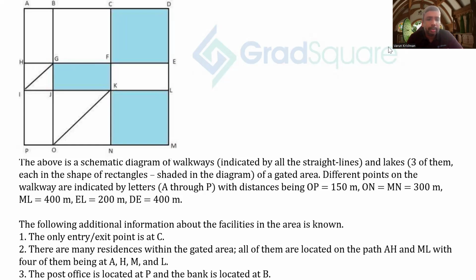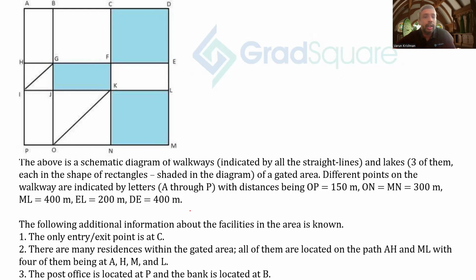Each of the points are some things which are present and the lengths of the roads had been given to us. So we have been told that there's a schematic diagram of walkways indicated by straight lines, three of them each in shape of rectangles, and so all of these are rectangles, which means opposite sides are equal, and the lengths of a few of these roads have been given. We have been told that C is the only entry or exit point, which means inside this gated community, if you want to get in, then you can only get in through C and leave through C.